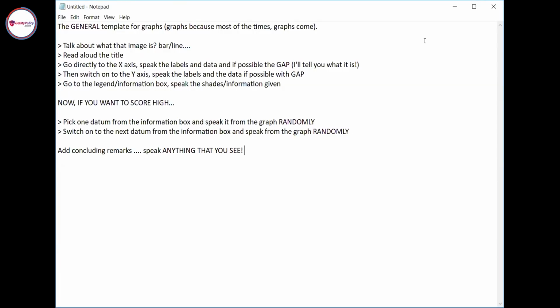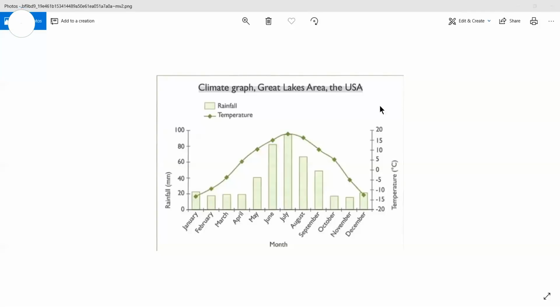Okay. I'm just keeping this, but let me show you something. Yeah, got it. So this is what I wanted to tell you. See, complex image, but this is what I wrote in that notepad. Okay. First of all, tell what it is.